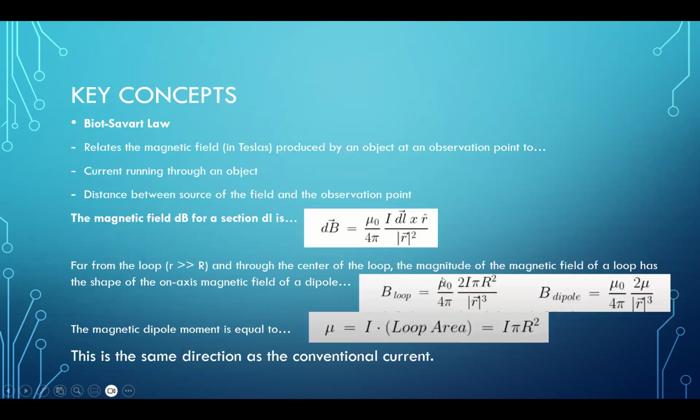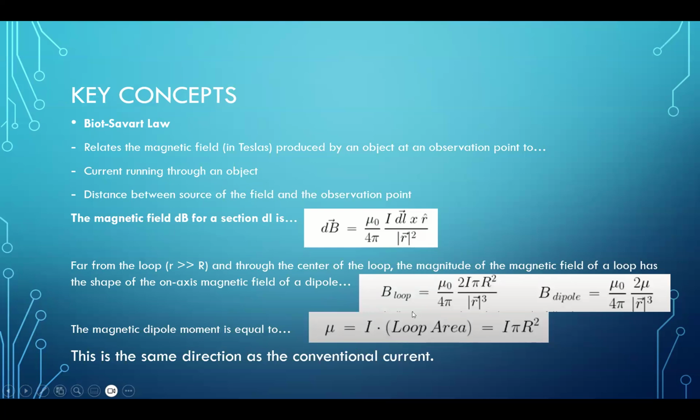Some key concepts for this lab is the Biot-Savart law. This relates the magnitude of the magnetic field in Teslas with the distance away from the source to the observation point and the current running through an object. The magnetic field dB for a small section of an infinitesimally small dl is shown here to the right.